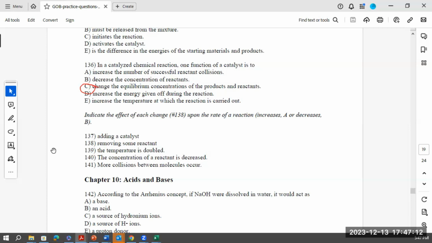The concentration of the reactant is decreased. It's going to decrease. Yeah. More collisions between the molecules. Hey, that's what speeds it up. Yeah, the more things collide, the more things are going to react.